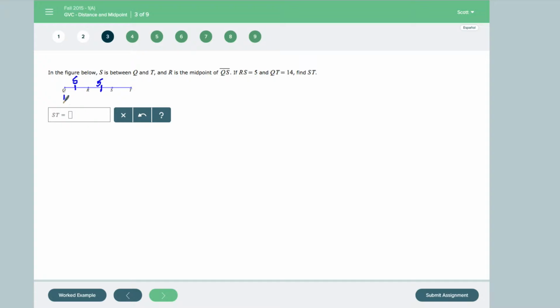QT, the whole thing here, is 14. Okay, so we have 5, 5, and the rest is 14. So 10 plus what is 14? That would make that piece 4. So find ST, that would be 4. Okay, next one.